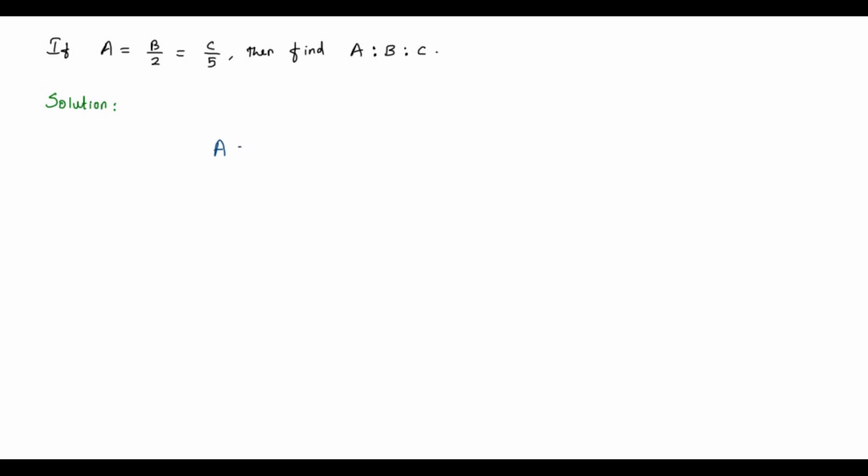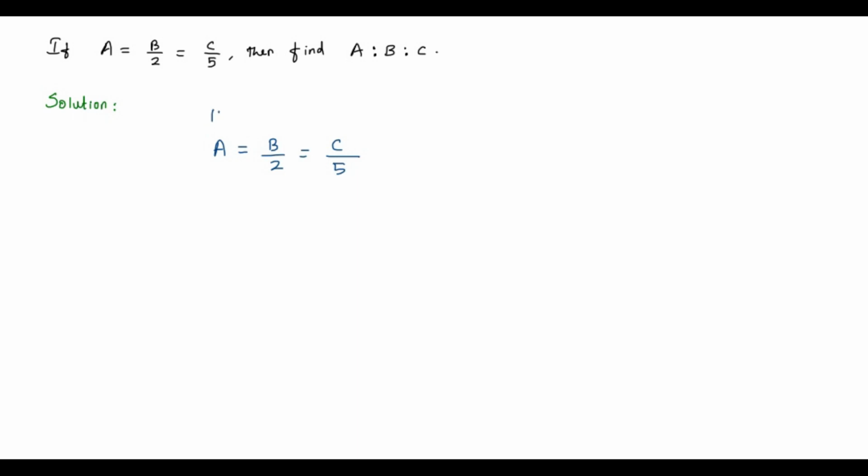Okay, let's take the given conjugate ratio, that is A is equal to B divided by 2 is equal to C divided by 5. See, in this conjugate ratio, whatever value we have for A, the same we'll have for B by 2 and C by 5, because all of them are equal. If I say that A is equal to 100, then the value of B by 2 will also be 100 and the value of C by 5 will also be 100.